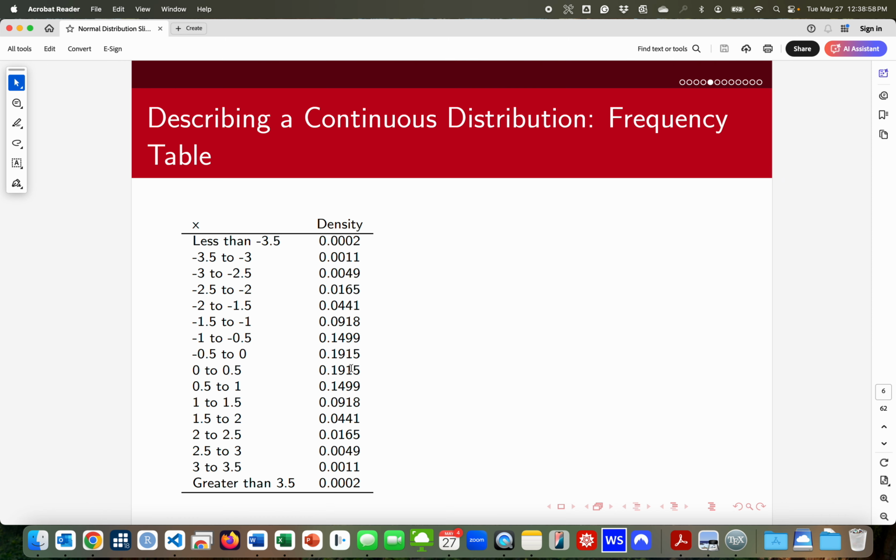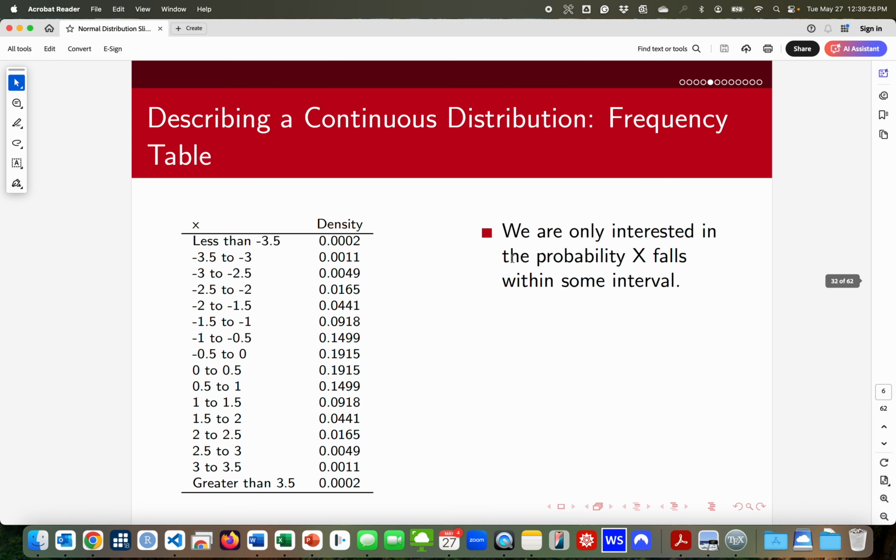0 to 0.5 is the same. And if you notice, this distribution is perfectly symmetric. So if you look at less than negative 3.5, that's the same as greater than positive 3.5. And it's because we're working with a normal distribution that is perfectly symmetric. But this is a frequency table. We set up a range of values and we figure out how likely is it, what's the probability of observing something within that range.